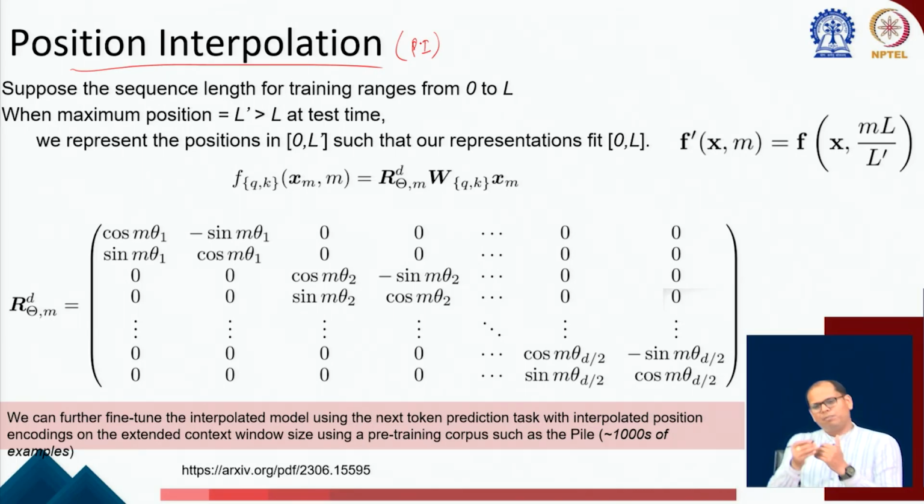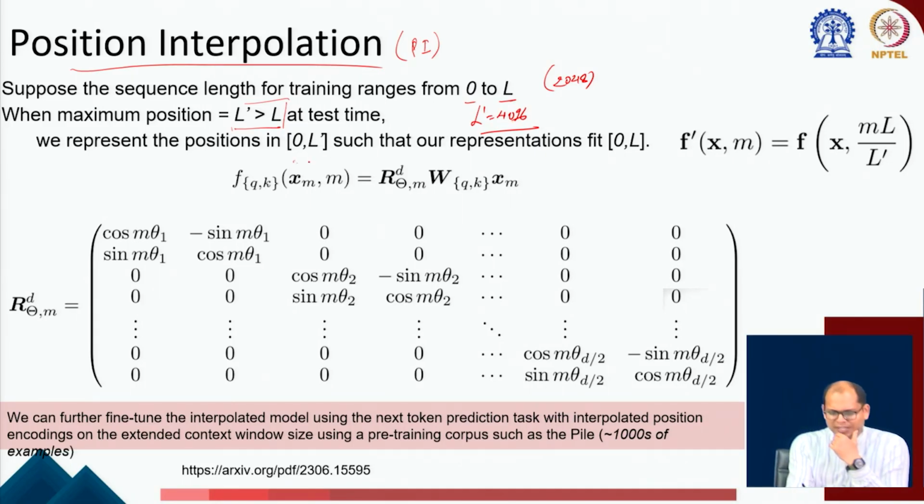Let us say I have trained it to understand a sequence range from 0 to L. So, let us say L is 2048. Now, at inference time or some other time, the maximum position is somewhat higher. So, you want to go for L prime equal to 4096. You want to extend to this length, or say 20,000, 30,000, right. So, what is the idea? The idea is that I want to represent the positions in this new range such that it still fits in the trained range, right.